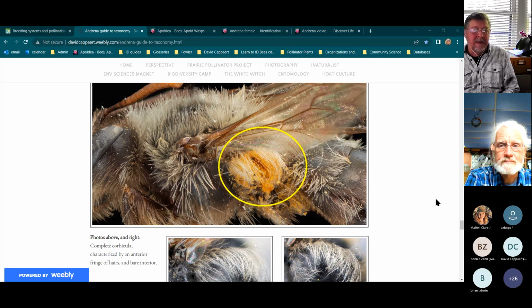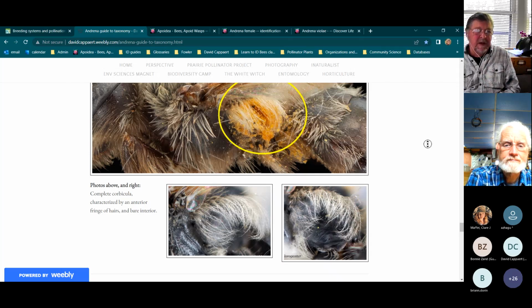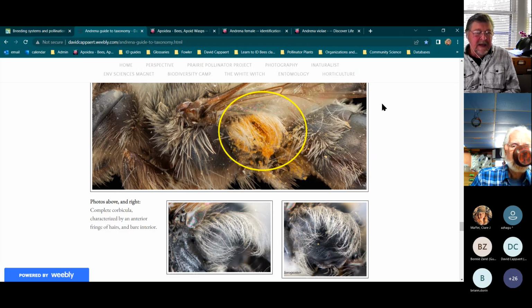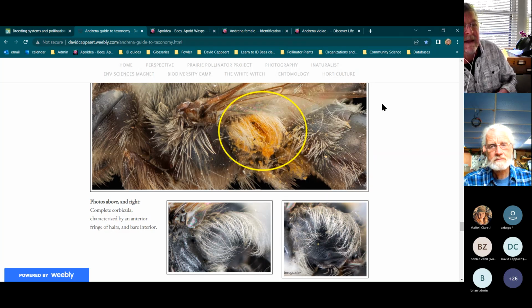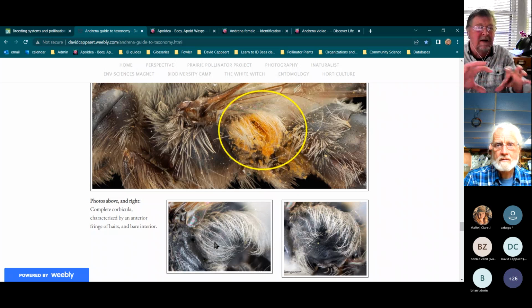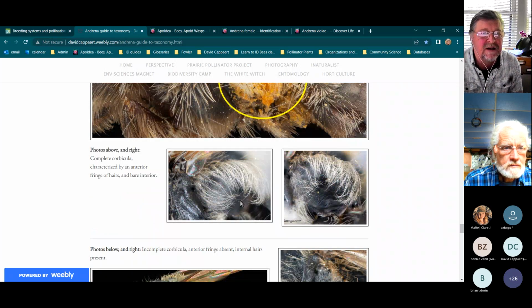Okay, David's got up on the screen, or Claire has. You're looking at an Andrena female in lateral view, and within that yellow circle is the propodial corbicula, or scopa, however you want to think of it. And this is a case where it's loaded with pollen. And if that pollen were removed or not there, then you would see the internal part of that corbicula.